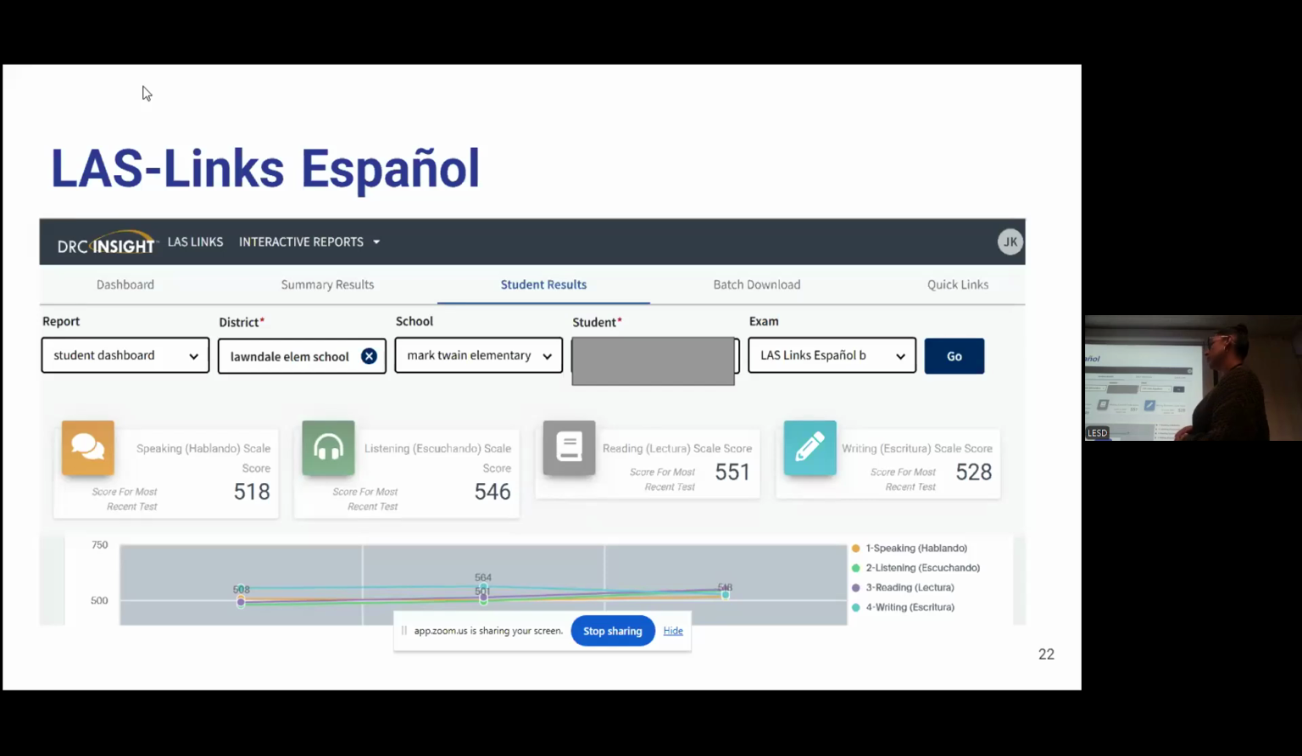Yeah. This is typically not what we send to parents, but you can see here all of the domains that these children take. This is an example of what students take. So you can see that they take the domain of speaking and listening. And again, that's only for first grade. And then the other grade levels take all of the other domains. You can see reading and writing.